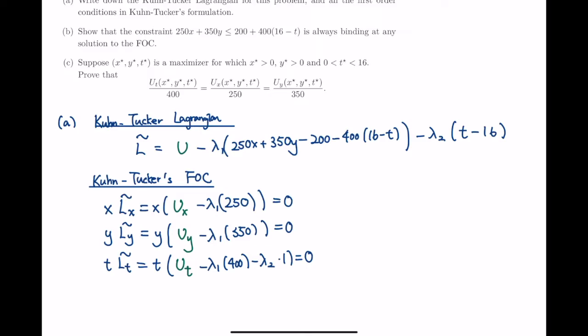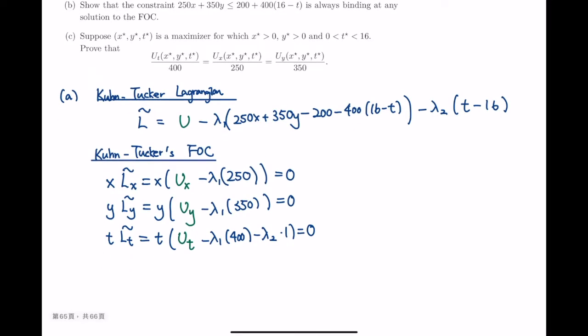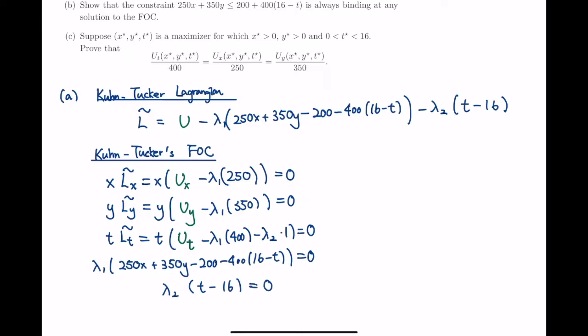And you also have the usual complementary slackness that comes from these expressions. So lambda 1 times (250x plus 350y minus 200 minus 400 times (16 minus t)) equals 0. And also lambda 2 times (t minus 16) equals 0. So these are all the equality conditions.